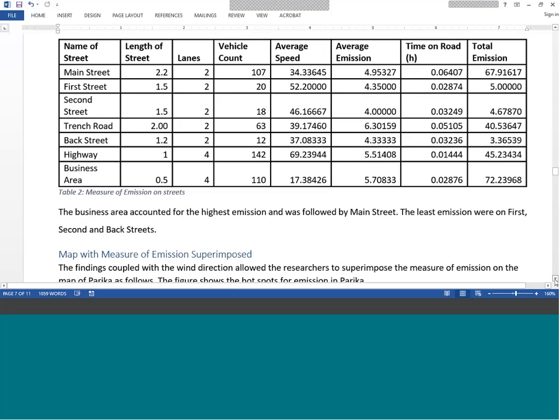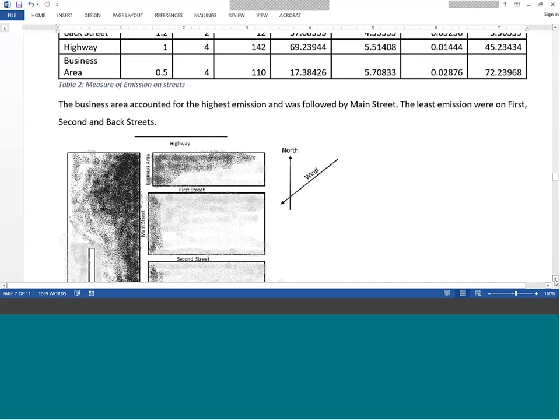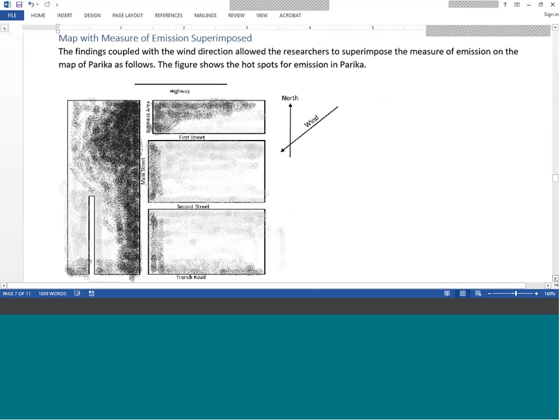Of course, a little bit of a summary of what data we can get from this table is that this table accounts for the highest emission, followed by the main street. The least was on first, second, and back street. And that data was then used to create a map with a measure of emission superimposed.